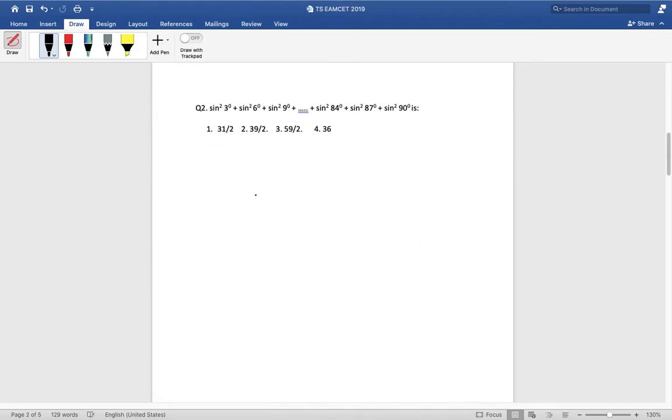Okay, look at the next problem. This is also a very easy problem. Sine square 3 degrees plus sine square 6 degrees plus sine square 9 degrees plus dot dot dot plus sine square 90 degrees. How many terms is it? 30 terms, right? 3 to 90, this is a total of 30 terms. I mean, if you take 3 common, this will be 1, 2, 3, 4 dot dot dot till 30. So a total of 30 terms.